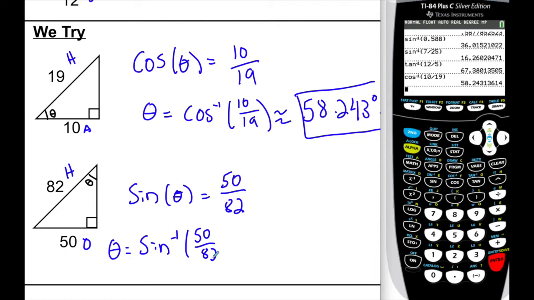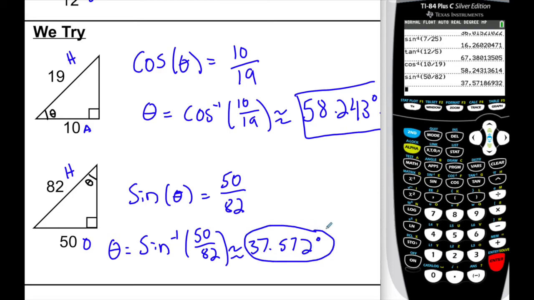over 82. So in other words, say I know that the ratio of the opposite to the hypotenuse is 50 out of 82, what angle would have to be the angle with that ratio? And that's what the inverse sine tells us. So this is going to tell me if I know the ratio of the opposite to the hypotenuse is 50 over 82, then the corresponding angle measurement is 37.572 degrees.